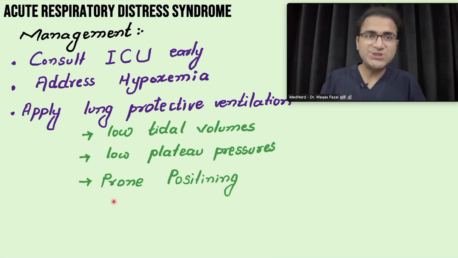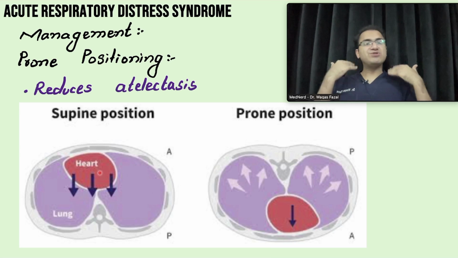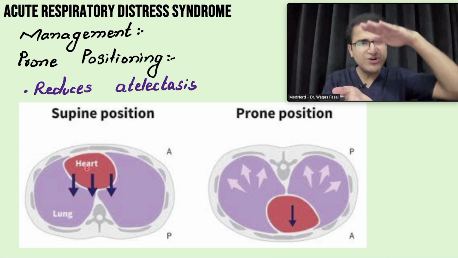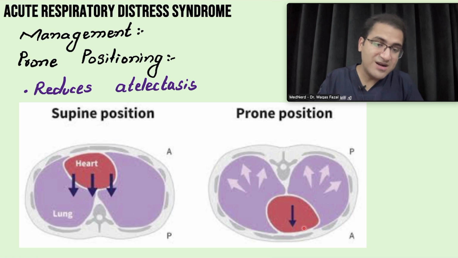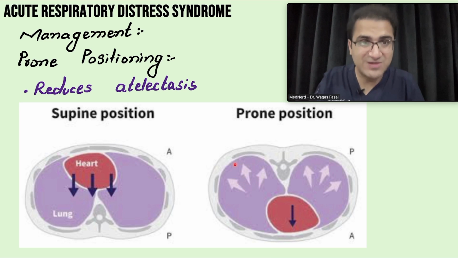You do prone positioning in these patients. Prone positioning is very important. When a patient is lying down supine, lying down straight, the heart is lying anteriorly in the chest, and the maximum of the alveoli are present at the back of the lungs. Now this heart will put pressure on those alveoli at the back, and these alveoli will be collapsed. When the patient lies down prone, the heart lies downward and these alveoli are open, so there is no pressure on these alveoli. That's how prone positioning helps.